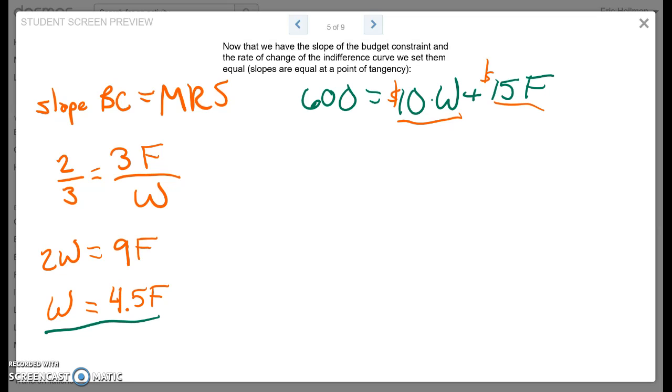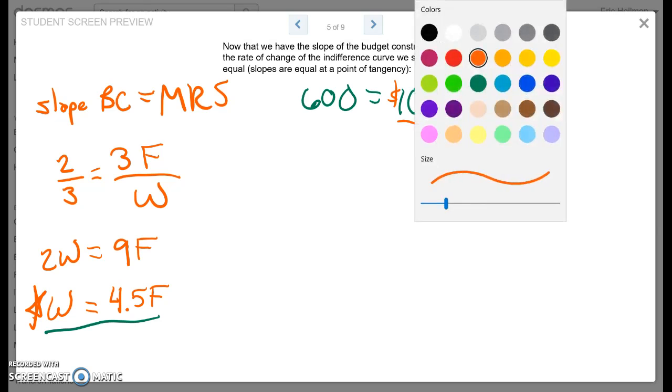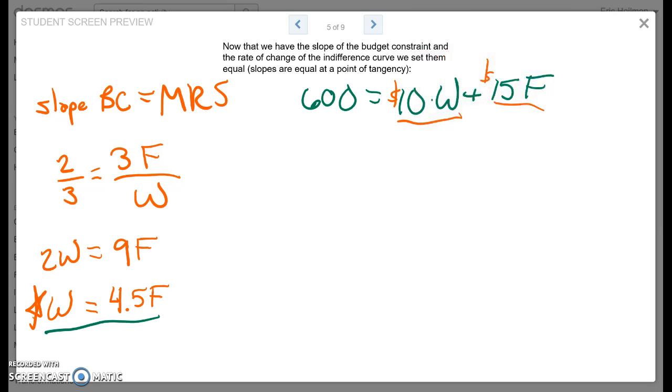So what I'm going to do is take this little expression I got for W over here and substitute that into the budget constraint. And then we're going to be able to solve for an exact amount of food and water. So remember, W has to be equal to 4.5 times F. So I'm going to substitute, instead of writing W, I'm going to put 4.5F.